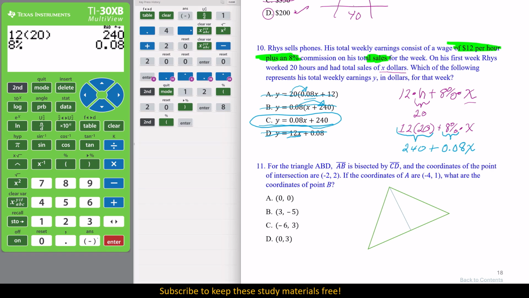For the triangle ABD, segment AB is bisected by D. You know what that tells me? One of these is A and one of these is B. Okay. And the coordinates of the point of intersection, they're saying this is -2 and 2. Okay, fine. If the coordinates of A are -4, 1, okay, what are the coordinates of point B?